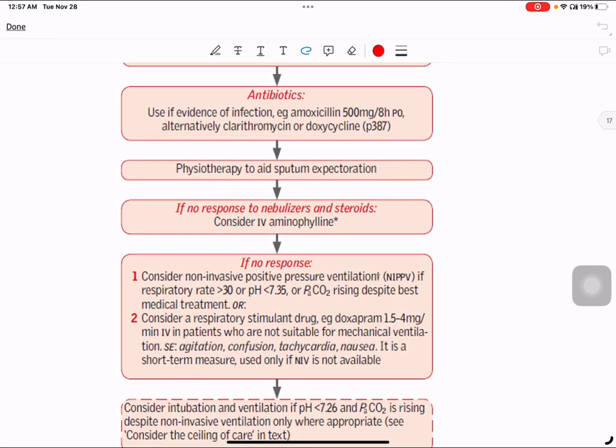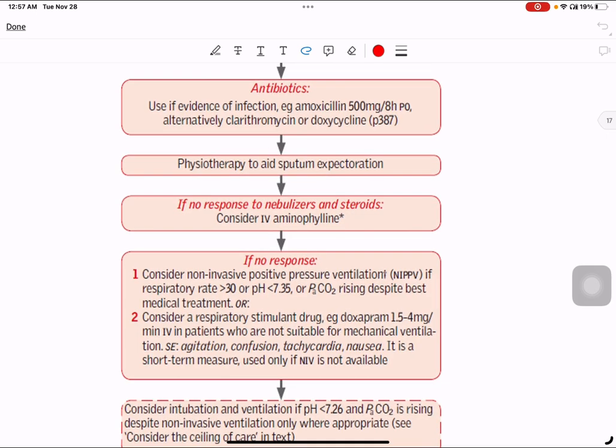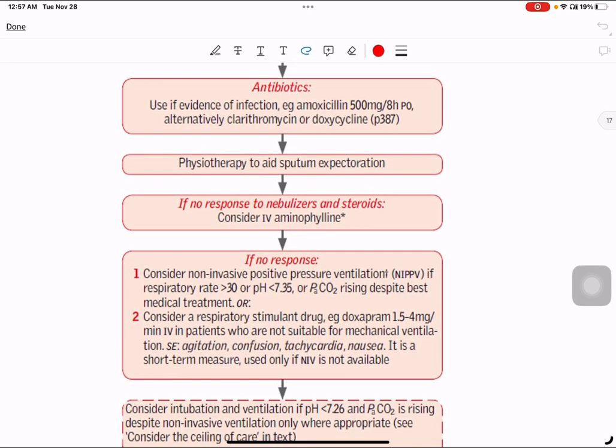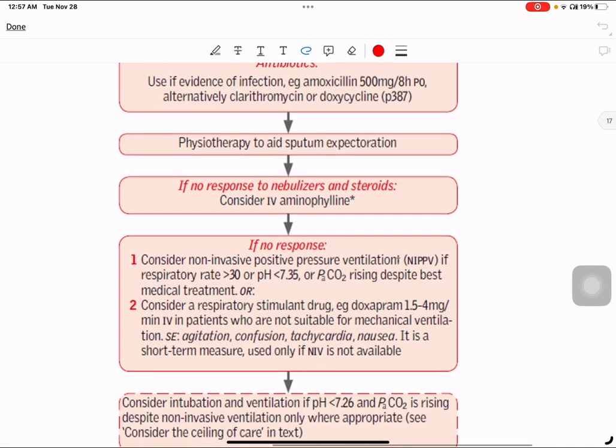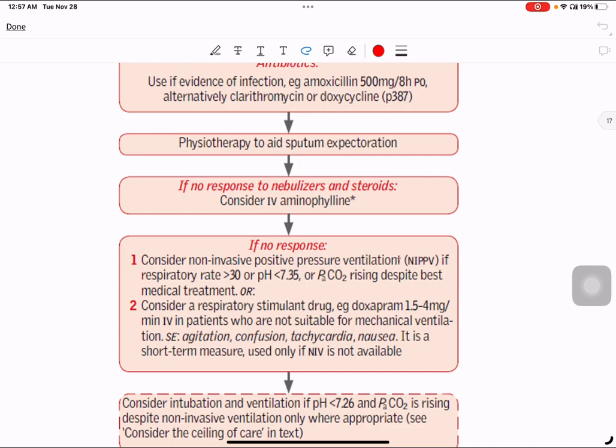If despite all the medicine there is no response, we can give NIV to the patient, that is non-invasive positive pressure ventilation, NIPPV. If the patient has respiratory acidosis and respiratory rate more than 30 despite optimization of the treatment, then we have to consider non-invasive positive pressure ventilation.